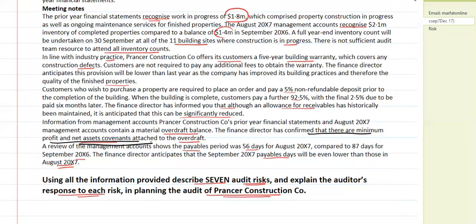Profit may be overstated. And then you have the previous days, the payables were 87 days. Now these are 56 days, and they say it will be even lower. That means they may have understated the payables. So this is the audit risk question, the first question, and I'll be sharing the other questions as well. Now, whenever you are doing an audit risk question, just bring the accounting treatment to your mind. That's it. This was the first video related to audit risk.